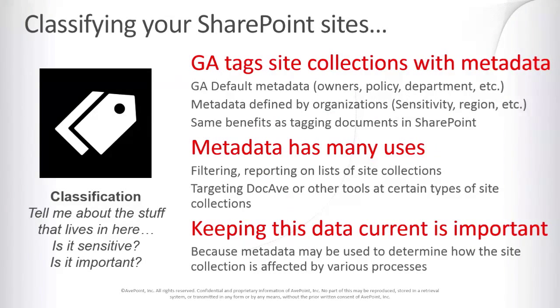And then data classification is super important. So all of the sites that are managed by governance automation get metadata tags that are dropped in the property bag. These are very, very useful. We can use them in filters. We can target reporting. We can target other types of jobs like backup, like archiving, all of this kind of thing. But again, keeping this data current is really important.